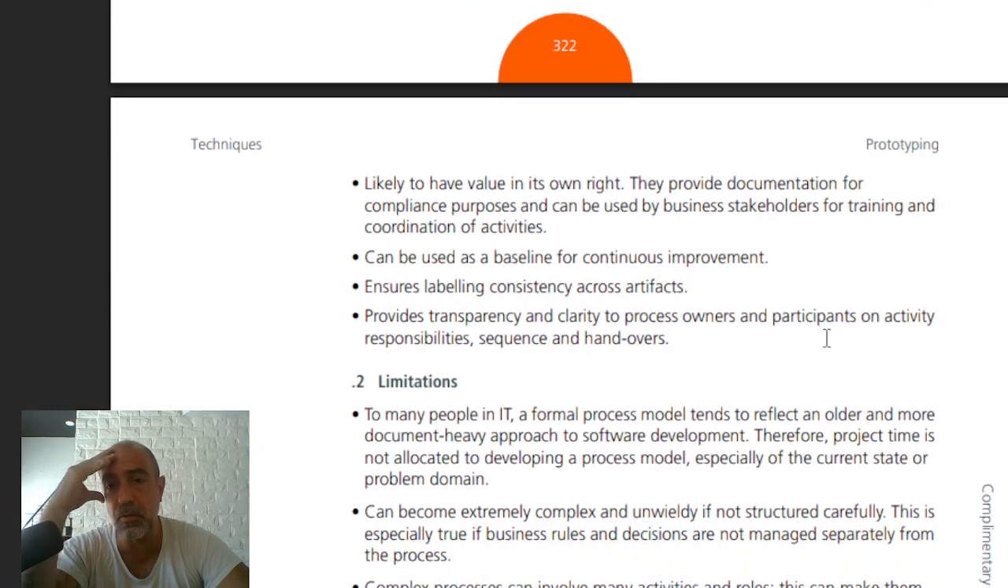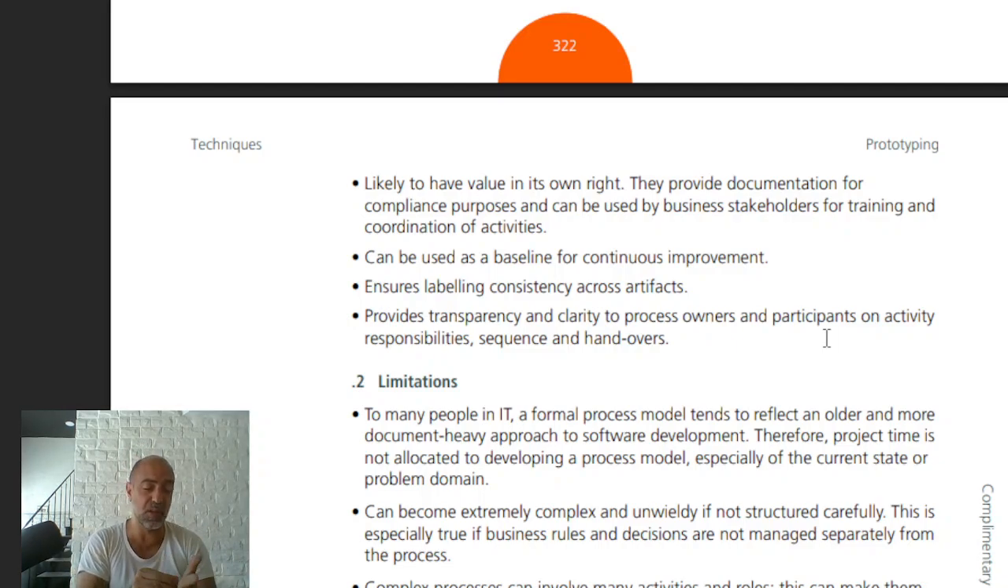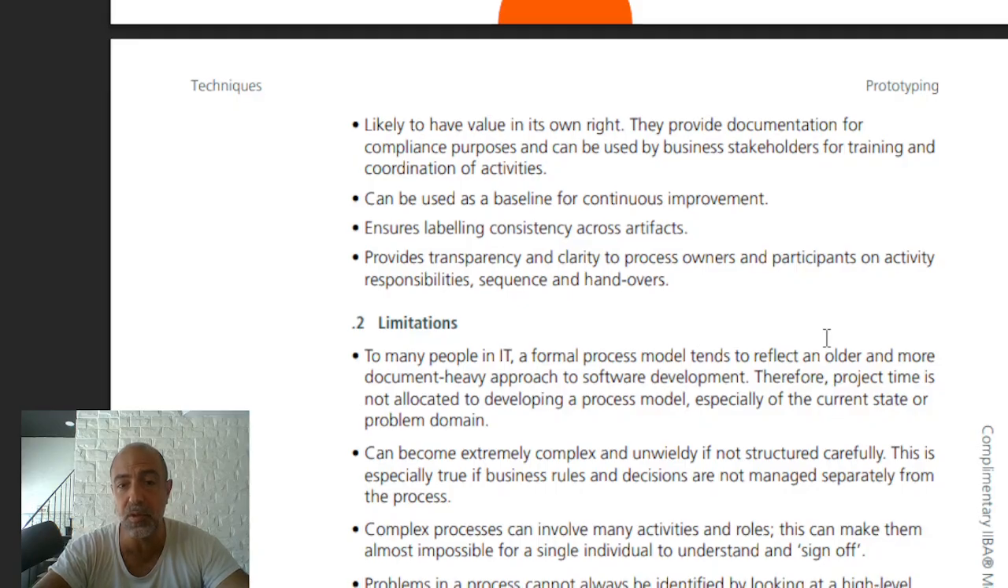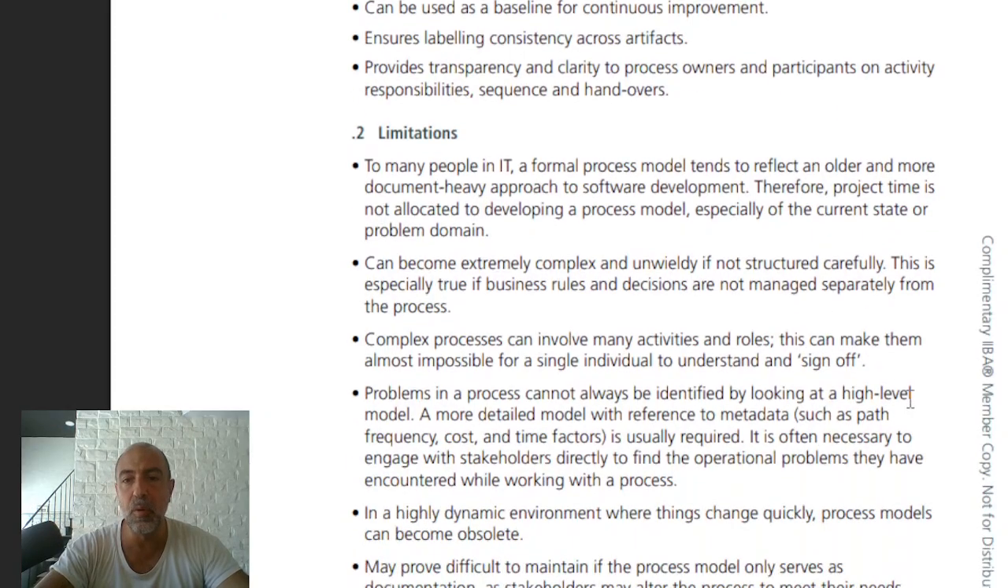Likely have value in its own right. They provide documentation for compliance purposes. Can be used as a baseline for continuous improvement. For safety as well, by the way, right? Processes are very important for safety. Because you're doing this, and then this, and then this, and then this, and here's where people hurt themselves the most. It's like, stop. Can be used as a baseline for continuous improvement. It ensures labeling consistency across artifacts and provides transparency and clarity to process owners and participants on activity, responsibilities, sequence, and handovers. Yay!